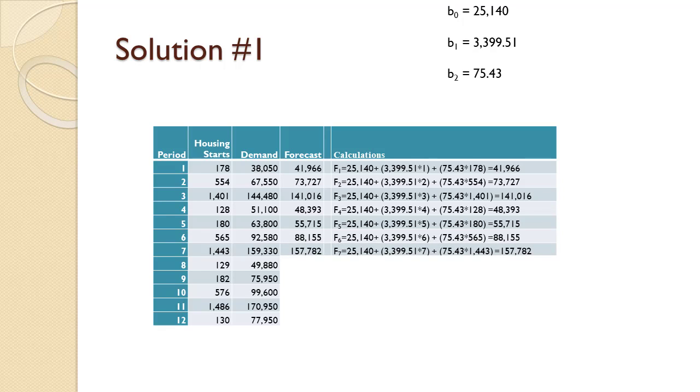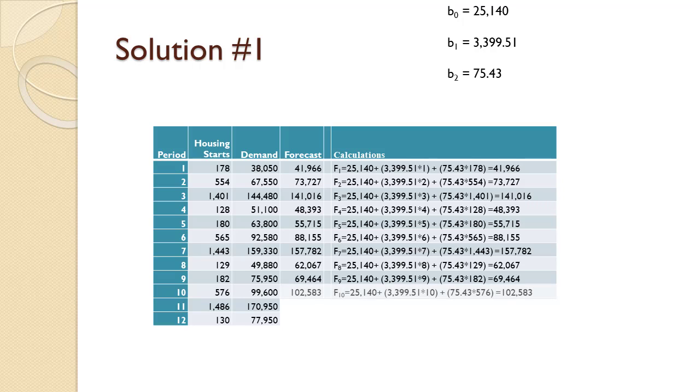F7 equals 25,140 plus 3,399.51 times 7 plus 75.43 times 1,443 equals 157,782. F8 equals 25,140 plus 3,399.51 times 8 plus 75.43 times 129 equals 62,067. F9 equals 25,140 plus 3,399.51 times 9 plus 75.43 times 182 equals 69,464. F10 equals 25,140 plus 3,399.51 times 10 plus 75.43 times 576 equals 102,583.